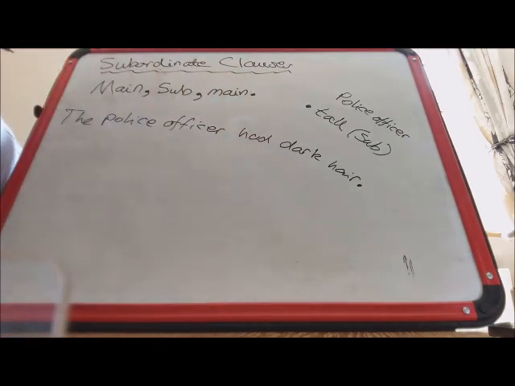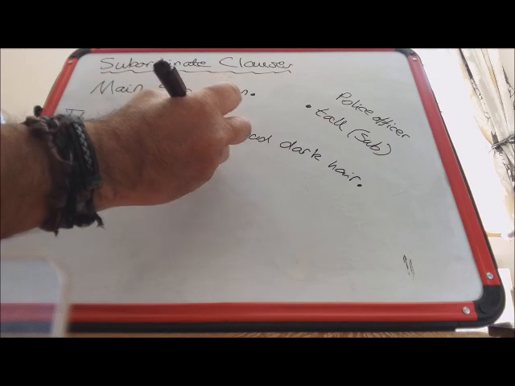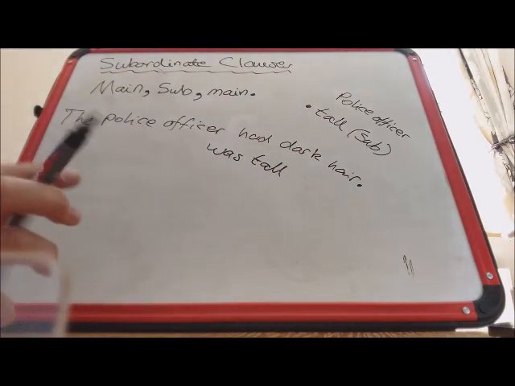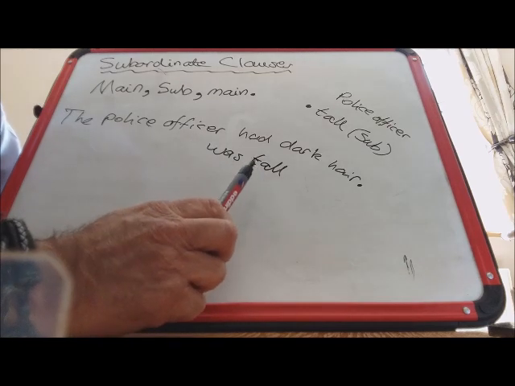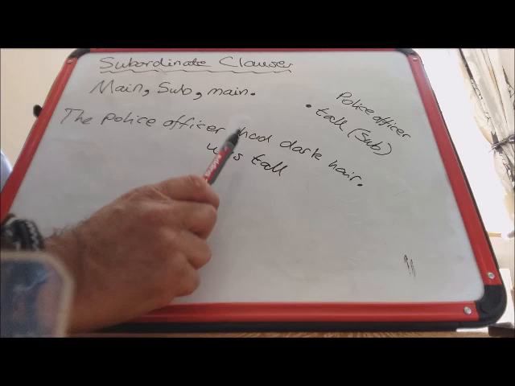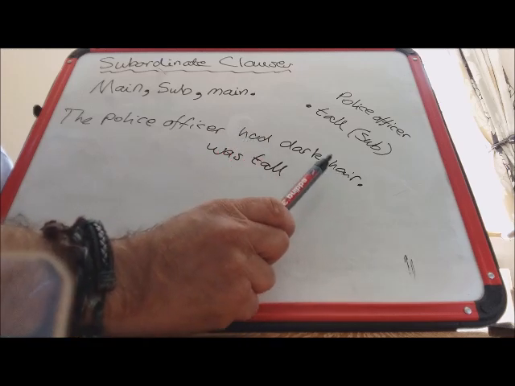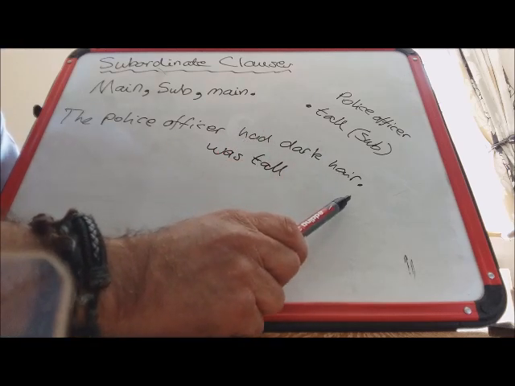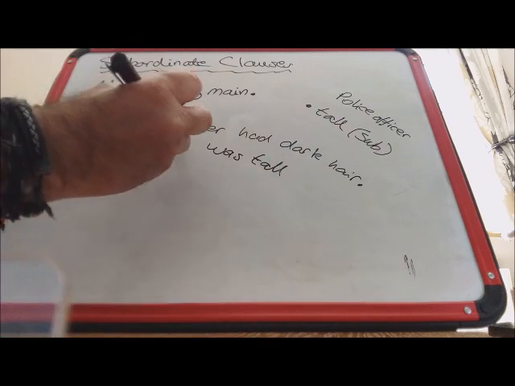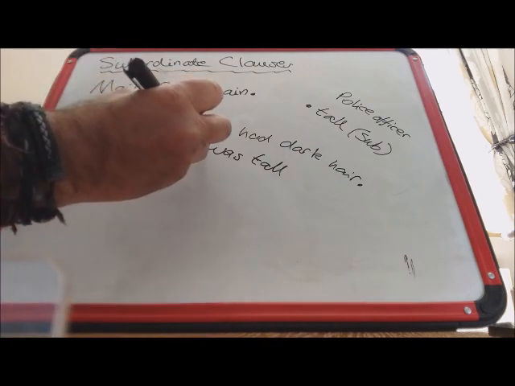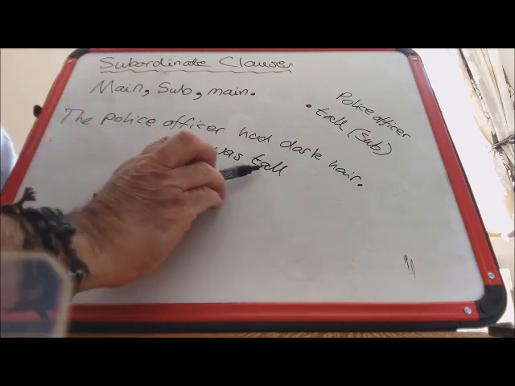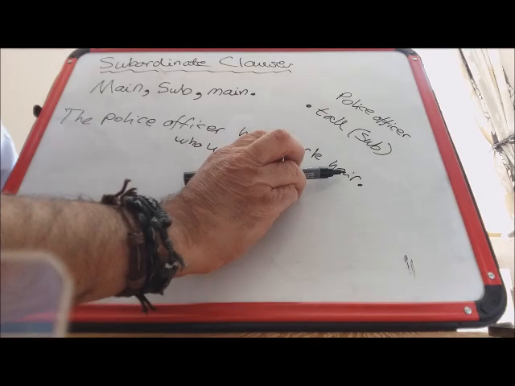So we can say the police officer was tall. Now, I've slightly changed it because I want you to do a little bit more thinking. So the police officer was tall, had dark hair. That's a little bit better than some of the other things we've said, but it's still not exactly right. Let's just put the word who. The police officer, who was tall, had dark hair.